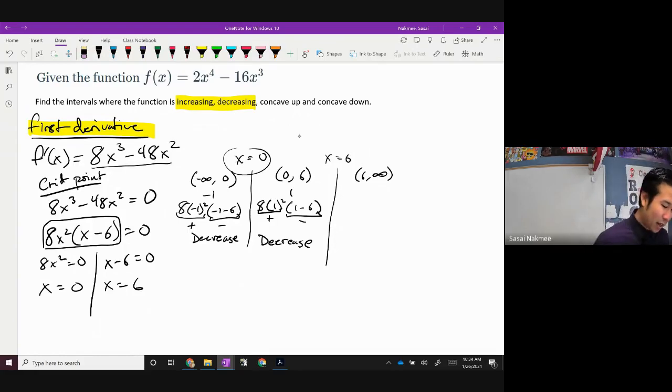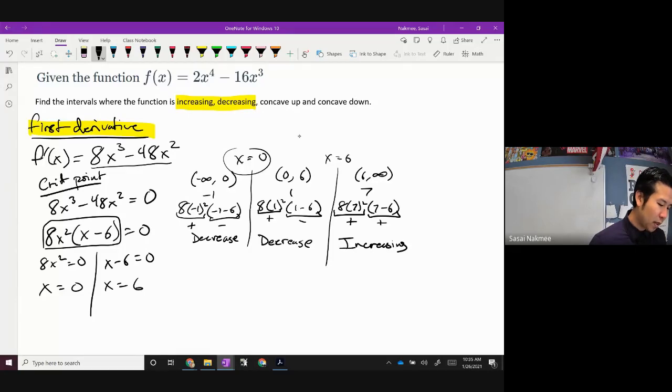All right, let's pick a number from 6 to infinity, and let's go ahead and almost wrap this up here. What's the number from 6 to infinity? Let's go with 7, and I'm again plugging it into here. 8 times 7 squared times 7 minus 6, which tells me that this is positive and this is also positive. So this is going to be increasing on this interval.